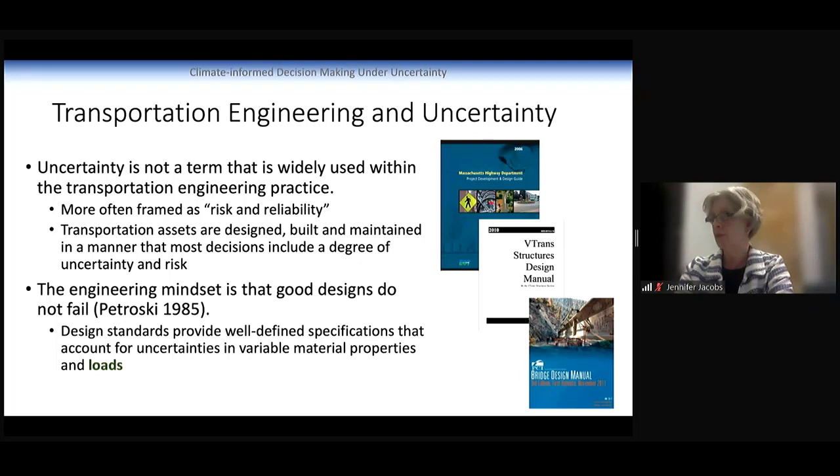The design standards provide lots of different specifications that account for uncertainties. A lot of them have absolutely nothing to do with climate. The place where climate comes into play is going to be in the loading. So a loading on a bridge, it could be the heavy vehicle, how much does it weigh? But also the other part of loading is the environmental loads. So wind speed, rainfall, precipitation, heat, those all will come into environmental loads. And so that's the place where the climate scientists can inform transportation engineering.